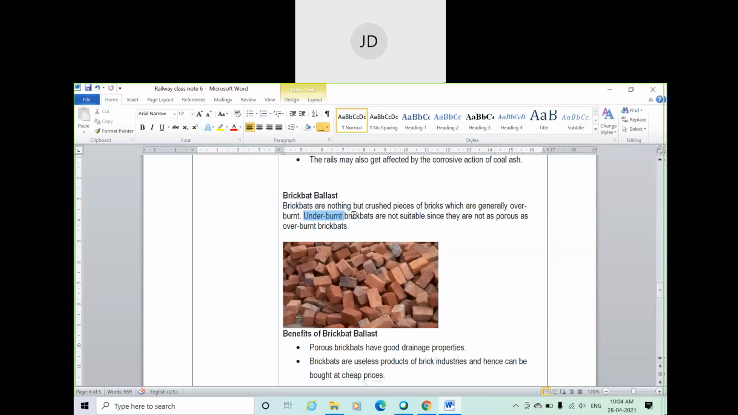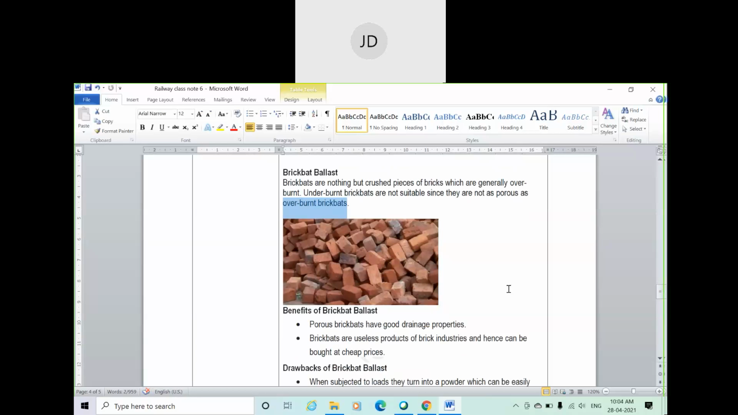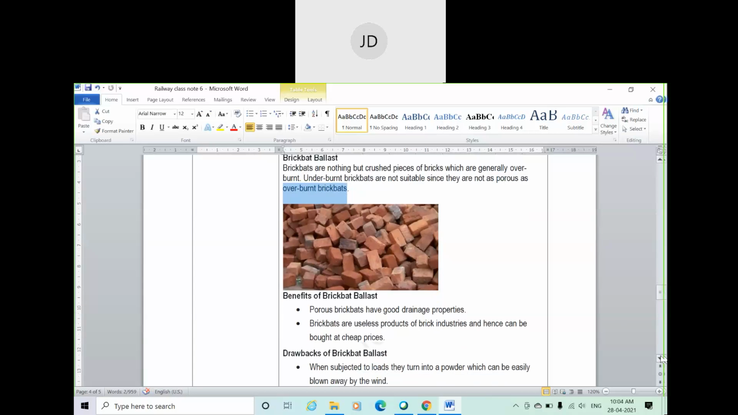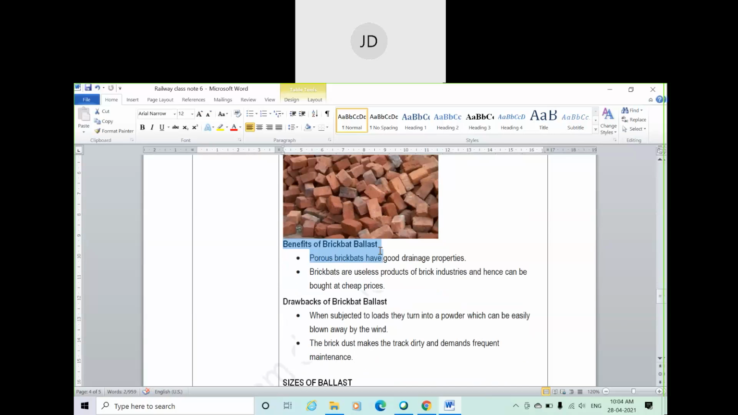But underburnt brick, that means the standard brick, is not suitable since it is not porous. Overburnt bricks are porous material, which means the drainage conditions are comparatively good. So let's discuss the benefits of brick bed ballast. Porous brick bed has a good drainage property. I already told you that overburnt brick has good drainage property. They are useless products of the brick industry and hence can be bought at a cheap price.